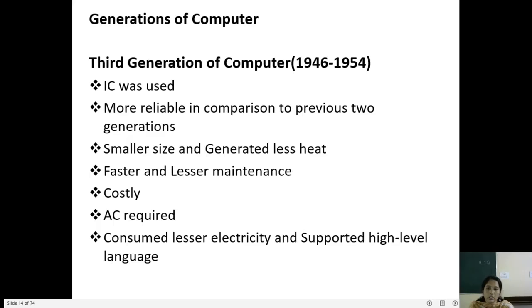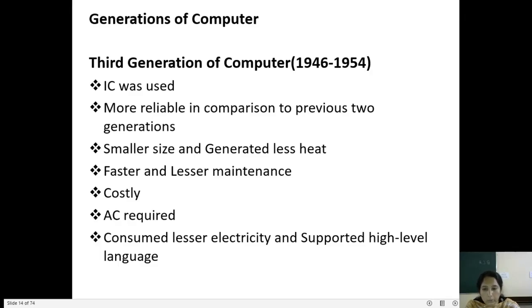The third generation of computer is a miracle. The transistor has been reduced. Instead of the transistor, it was replaced by ICs. And here the size of the computer has been reduced, the speed of the computer has been improved, there is less heat generation, it works much faster, needs lesser maintenance, and it is only a little bit costly.